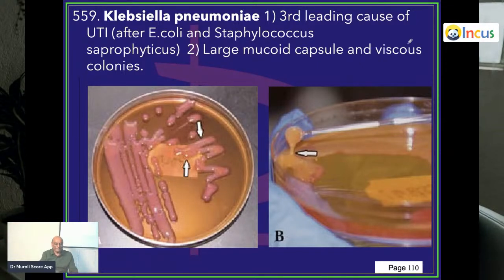So good doctor. So Klebsiella pneumoniae. It is the third leading cause of UTI after E. coli and Staph saprophyticus. It's like Olympics, gold medal, silver medal, bronze medal. First is E. coli. Second is Staph saprophyticus. Third is Klebsiella pneumoniae. Don't think, since it is Klebsiella pneumoniae, will it cause urinary tract infection?